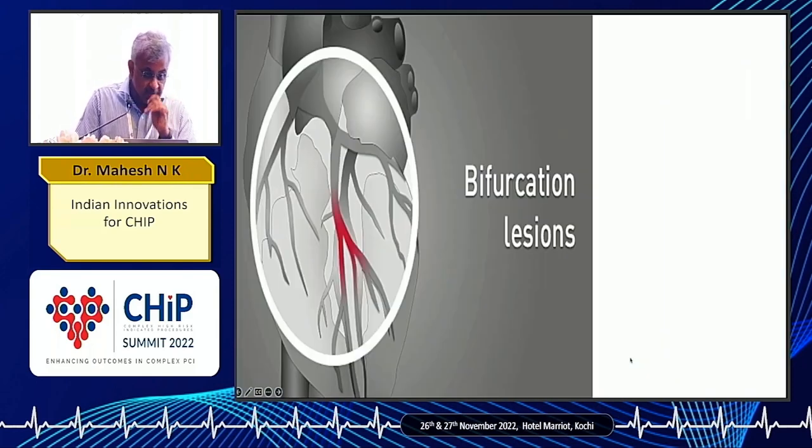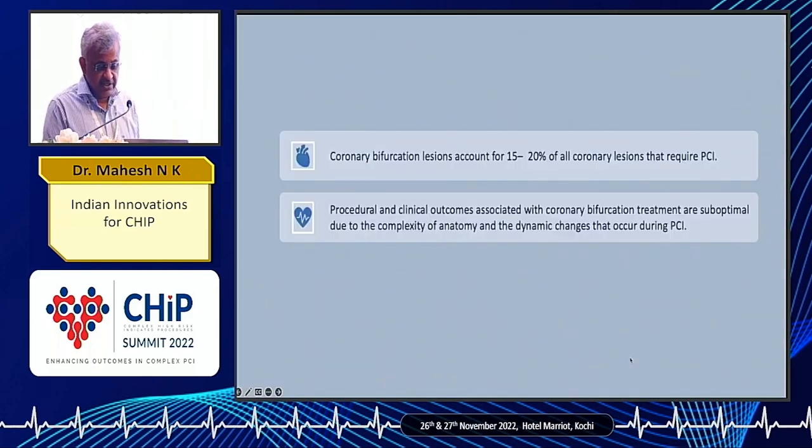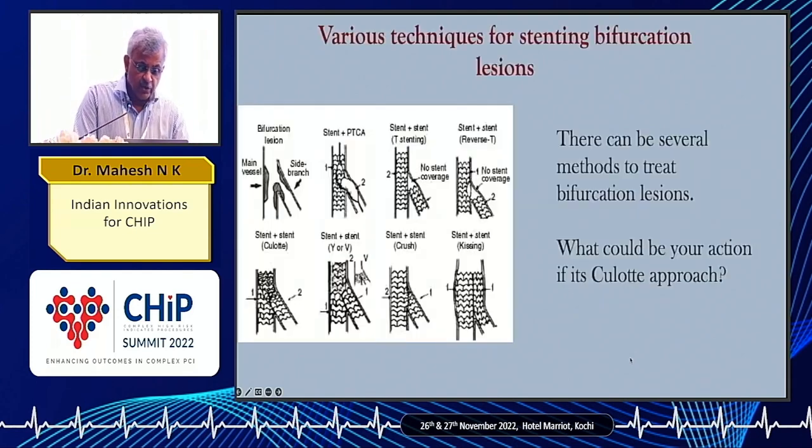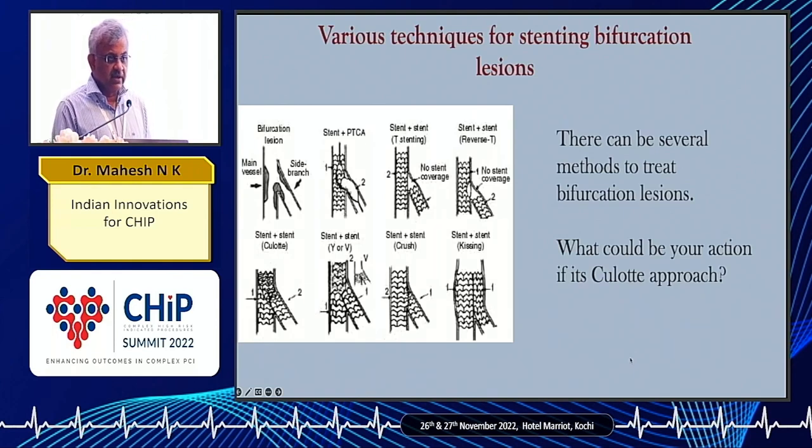So this is my favorite of the lot. This is called a bifurcation stent. 15 to 20% of all coronary lesions are bifurcations. You have stent plus PT, T-stent, reverse T, culotte, you can have any number of combinations, with a procedure going up to 17 to 18 steps before you can complete.